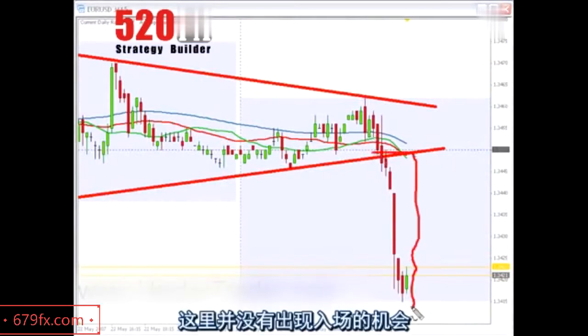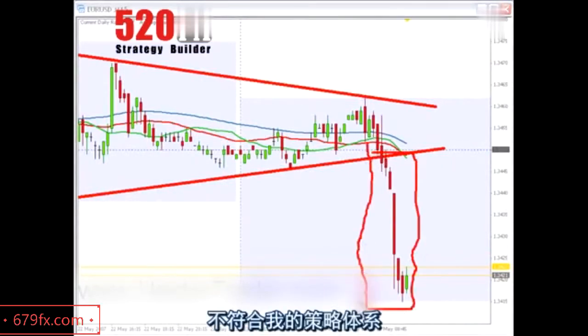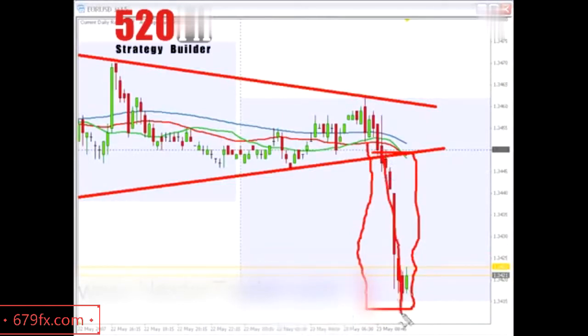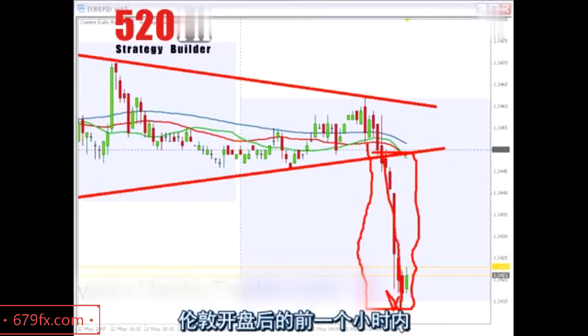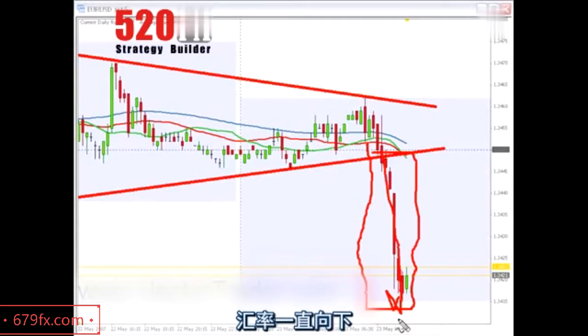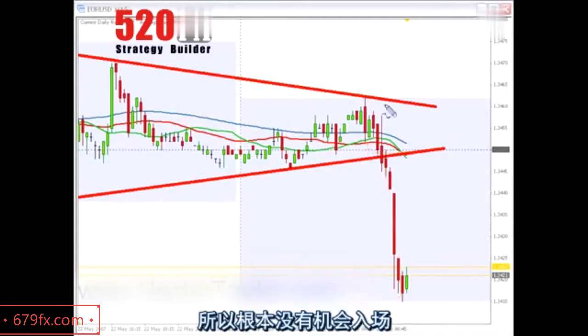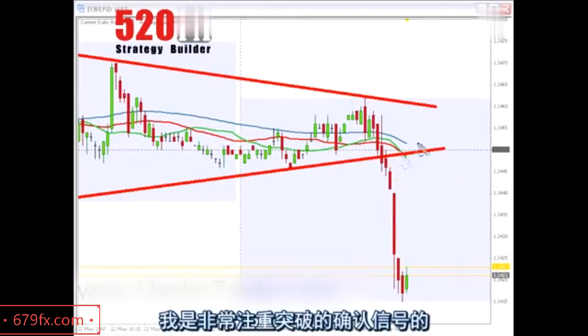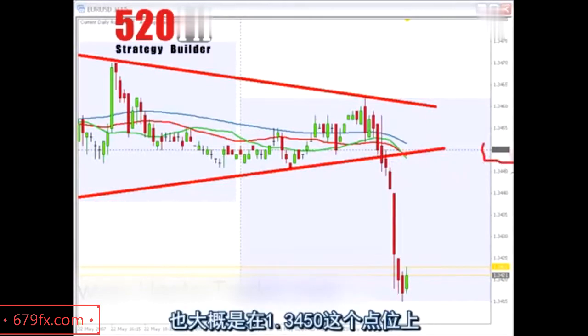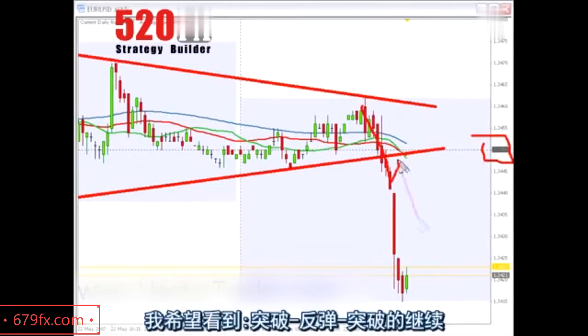It's giving me no entry opportunity whatsoever according to my system. It basically just plummeted down like a rock for 40 pips within the first hour of London. Price basically shot down, no chance to write this down, as the breakout took place around there, because as you know, I always search for a confirmation of the breakout, also below the 134.50 area: breakout, retrace and continuation.